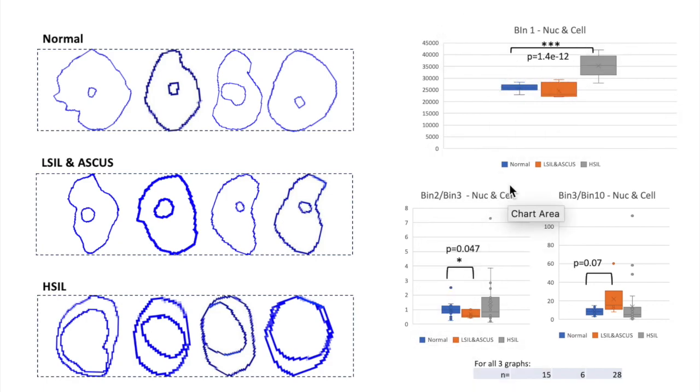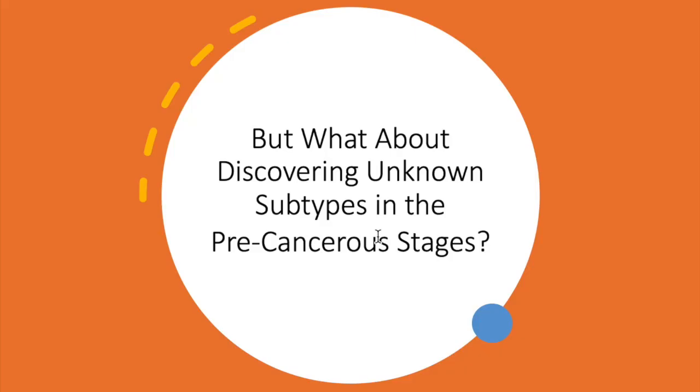And we're able to find a few other indices that were able to separate the normal cases from the low-grade lesions. So this is great, but it's not surprising because the area of the nuclei and the cells are quite obvious, such that even the traditional metric of dividing area of the nucleus by the area of the cytoplasm or the cell will also give you very clean numbers. So there's nothing new here. However, we just wanted to show that we can measure the obvious differences. What we're more interested in is what about discovering unknown subtypes of the precancerous stages?